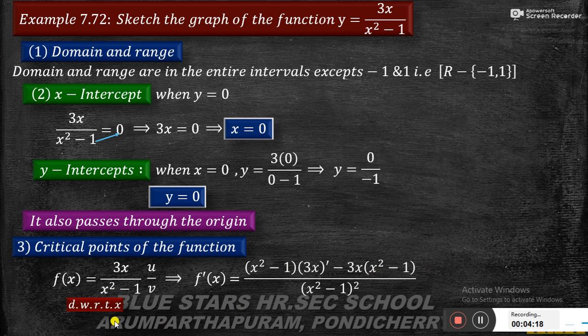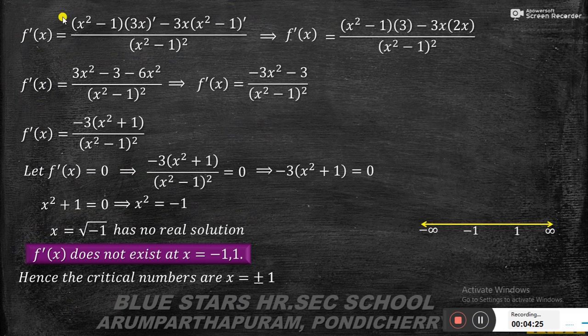So the next step, you see in the next step, f dash of x is equal to, the quotient rule: (3x)' minus 3x into (x square minus 1)' by (x square minus 1) whole square. So now I differentiate (3x)': 3 into differentiation of x, which is 1, so 3, minus 3x into differentiation of x square, which is 2x, and differentiation of minus 1 is 0.